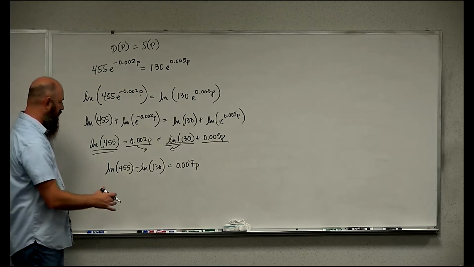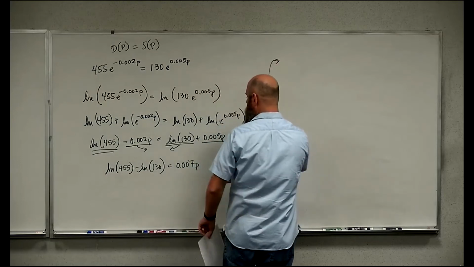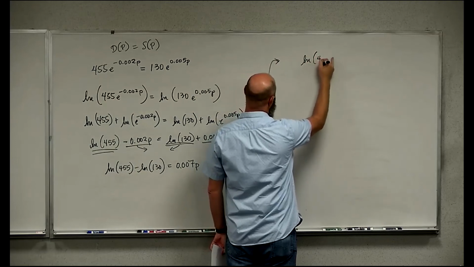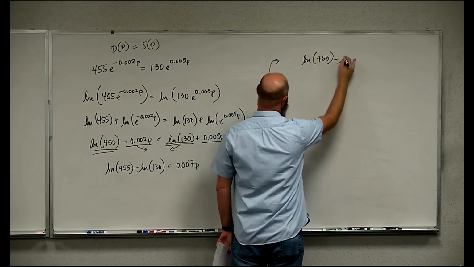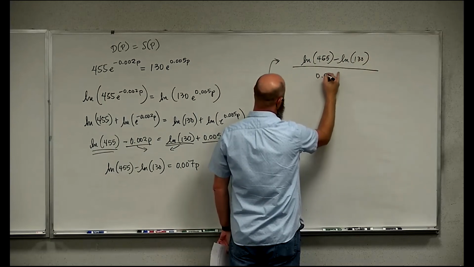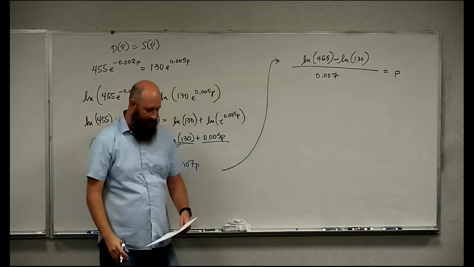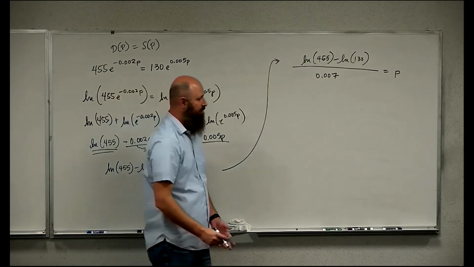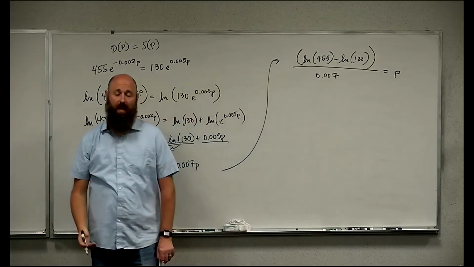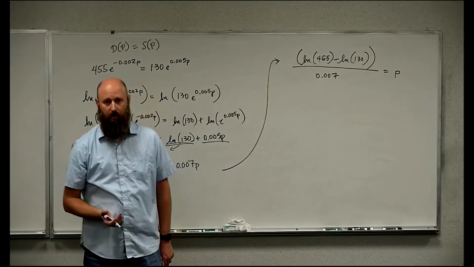Now we're going to keep it simple at this point. I'm going to move this up because it's pretty low there. I'm going to divide both sides by 0.007. So I have ln of 455 minus ln of 130, all divided by 0.007, equals p. Now, when you go to put this in your calculator, be careful. You need to put this whole top in extra parentheses. But at this point, because p is by itself, we can put this in our calculator and work through this.